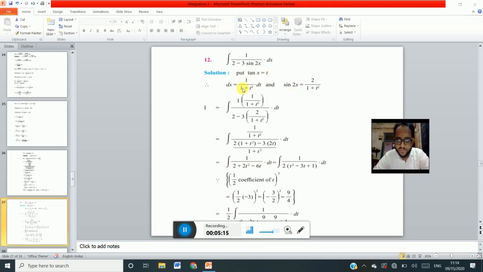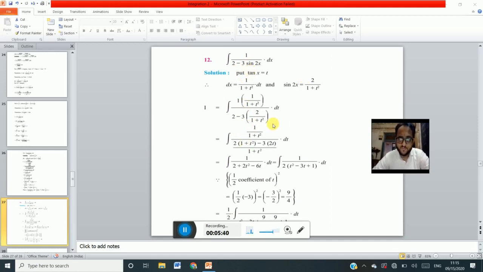equals t. Substitution for dx is 1 upon 1 plus t square dt, that is dt upon 1 plus t square, and for sin 2x it is 2t upon 1 plus t square. So these are the substitutions put in the given integral. See what we get: dx is 1 upon 1 plus t square dt, upon 2 minus 3 into sin 2x, which is 2t upon 1 plus t square.